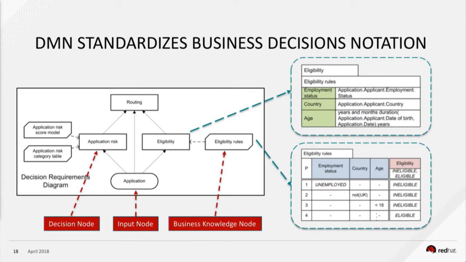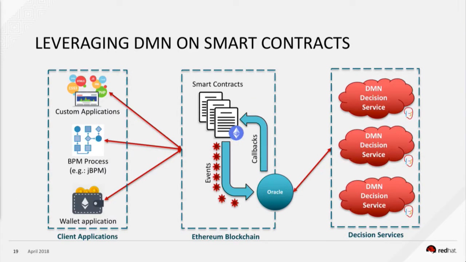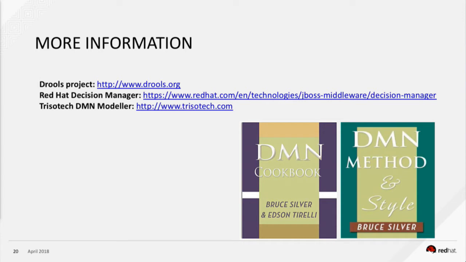DMN can help in some of those cases because it defines a standard, higher-level language to define business logic that can be understood by all parties involved in the operation of a smart contract. And here is a quick high-level diagram. You have the client applications, which can be, for instance, BPM processes like those defined and presented this morning by Vanessa. Smart contracts are in the middle and the DMN services are in the back.